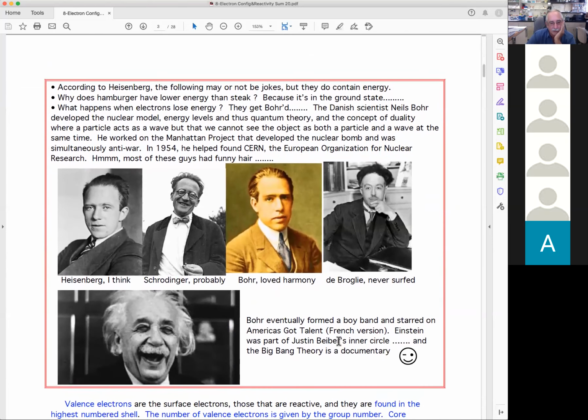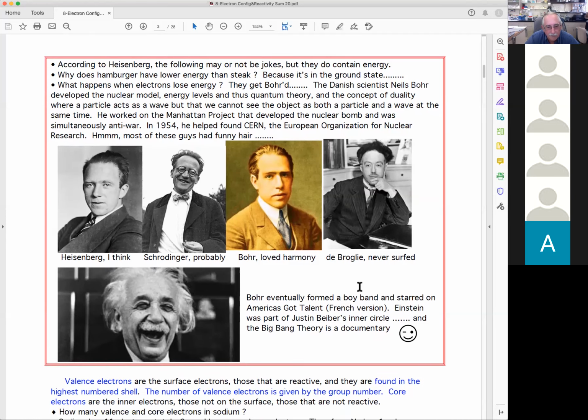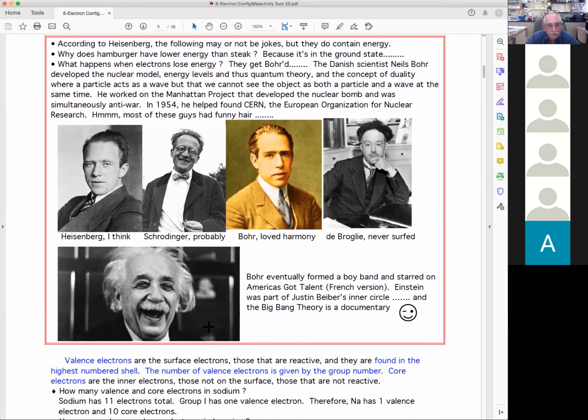So I don't know, I just thought these guys were funny. I mean, so here's Heisenberg, I think. Here's Schrödinger, probably. Here's Bohr. This is what got me onto this, because Bohr looks like he's in a boy band or something, you know? Here's de Broglie, the wave guy, but he never surfed. Here's Einstein. He looks pretty old there.